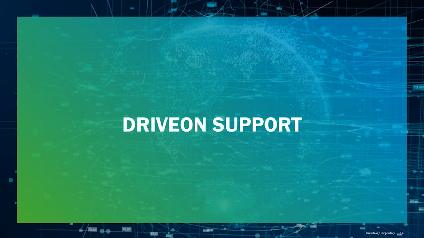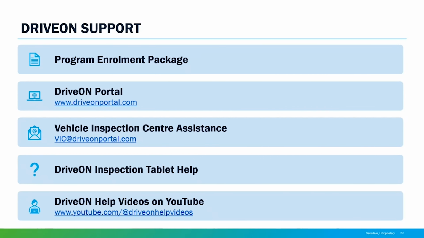Let's now review some ways you can access Drive-On support and assistance. One of your best resources for enrollment information is in reviewing the materials found on the Drive-On portal enrollment information page, especially the program enrollment package. We also recommend that you print the table of contents of that package to know what pages to reference when you need to look up information.